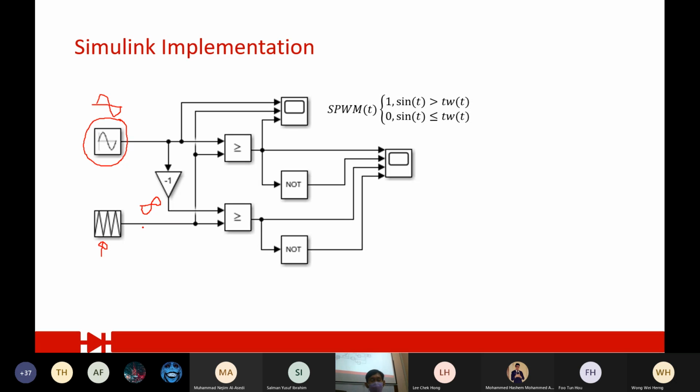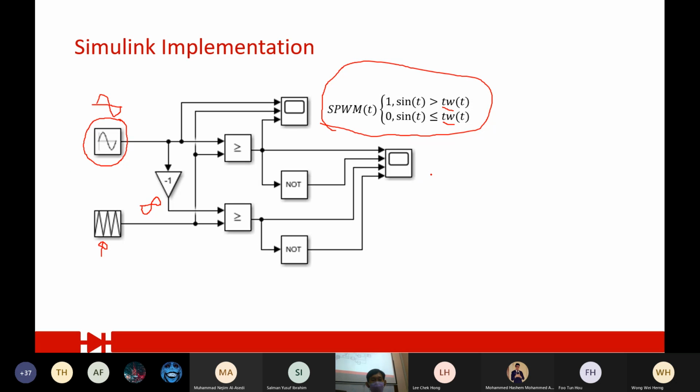Okay, 180 degrees. Doing the same thing here. And the output is based on this function. The SPWM output is equal to 1 where your sine is greater than the triangular wave, and it's 0 when the sine is lesser than or equal to the triangular wave. All right, so this is how you construct them.